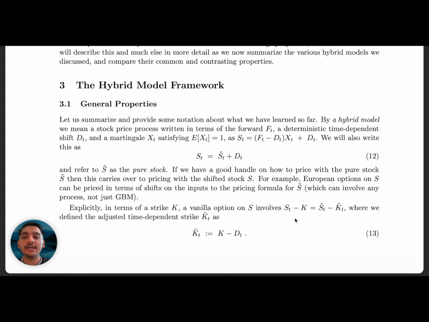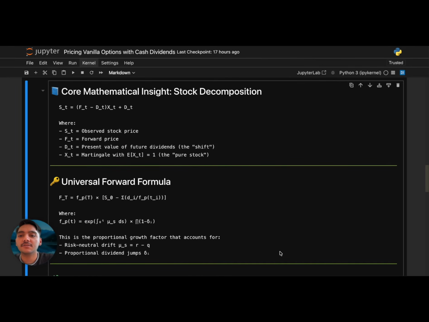Equation 12. Instead of modeling the messy stock price directly, we split it into two clean pieces, X_T plus D_T. X_T is a pure stock that follows perfect geometric Brownian motion with no dividend jumps. D_T is this shift function that captures all dividend economics. The decomposition is what makes hybrid models so elegant. We have separated the randomness from the dividends. So the mathematical framework is something like this.